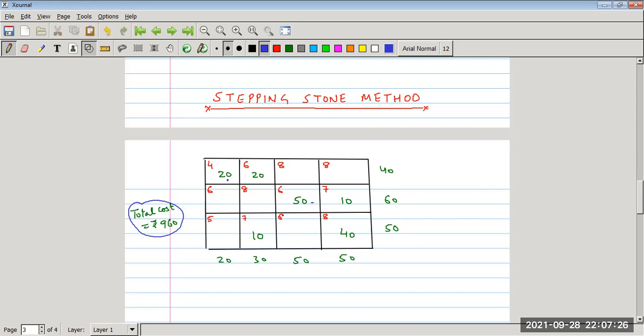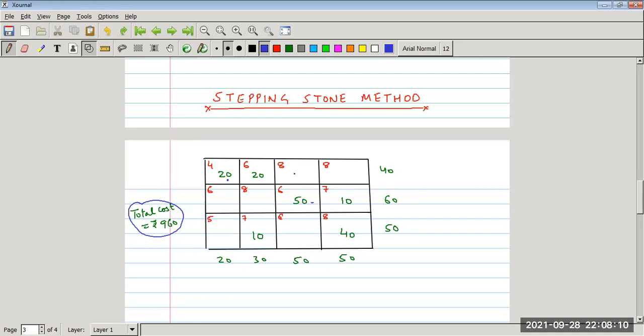So now we start. We have to check each and every non-allocated position. So what are those non-allocated positions? This is a non-allocated position, this is non-allocated, this is non-allocated, this one, and this one. So the number of non-allocated positions is 1, 2, 3, 4, 5, 6. Now we have to check each and every non-allocated point. If we allocate at that particular point, then what happens? Does the cost increase or decrease?